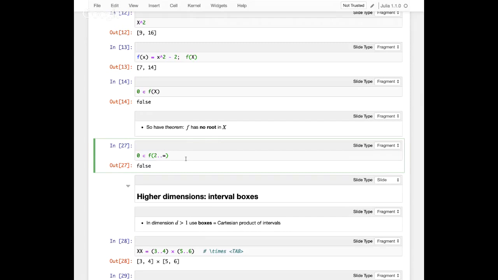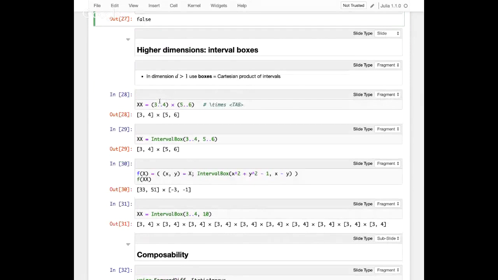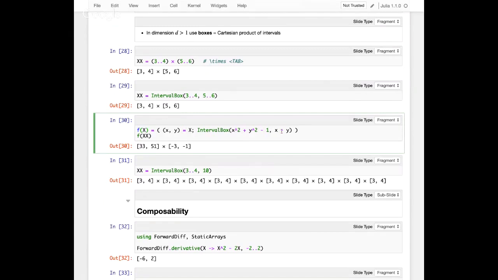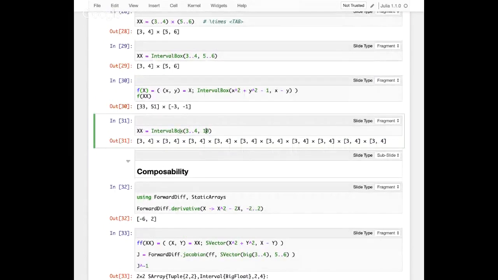Okay, so in higher dimensions, what do we do? I just take Cartesian products of intervals. I can write that with the times operator in Julia. So I have the interval 3 to 4 times the interval 5 to 6, and that gives me a rectangular box in 2 dimensions. For example, if I define a function of a rectangular box which takes x squared plus y squared minus 1 and x minus y and returns a new box, then I can apply that to my box, and that will give me an overestimate of the range of my function from R2 to R2 over this whole box. I can create intervals in any number of dimensions with a simple constructor like that. Here's a 10-dimensional interval box.